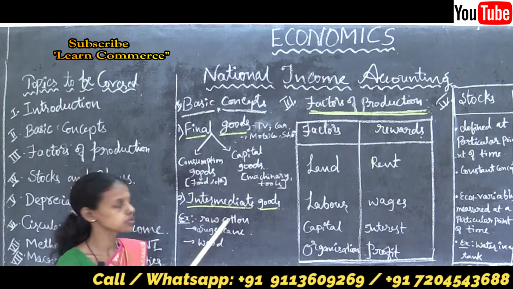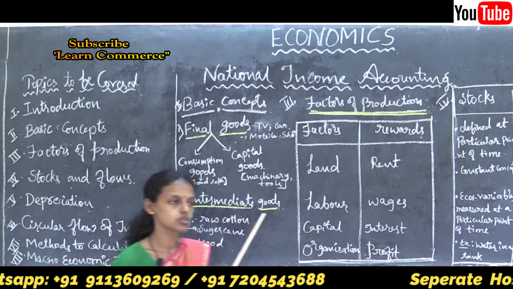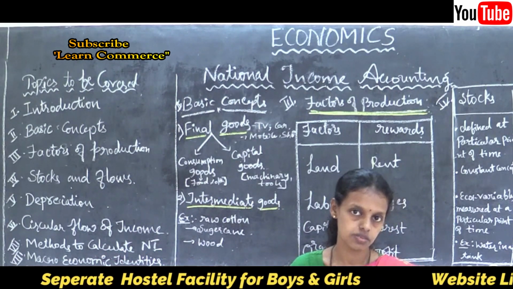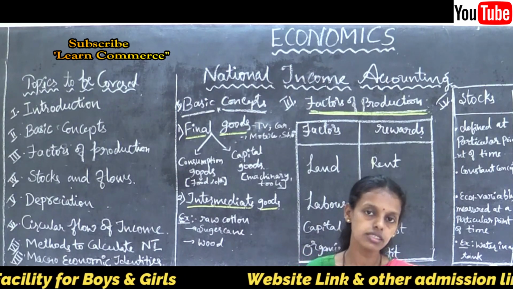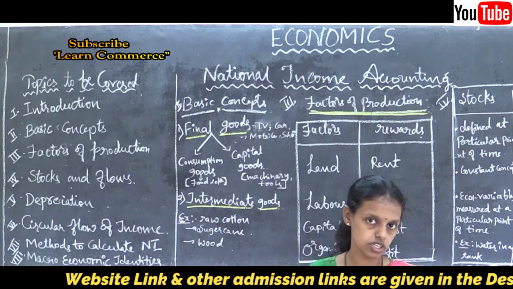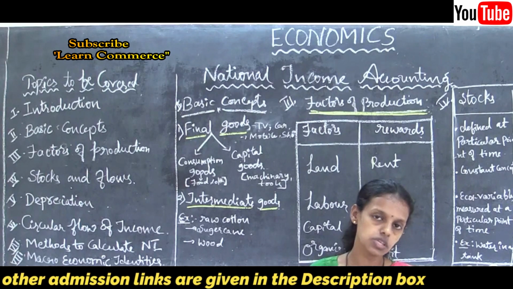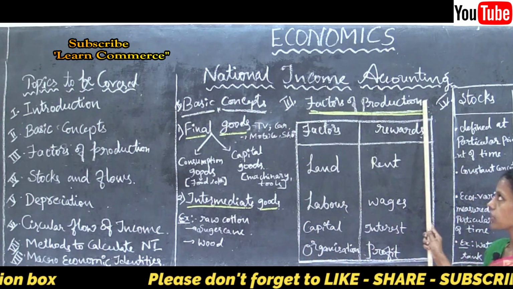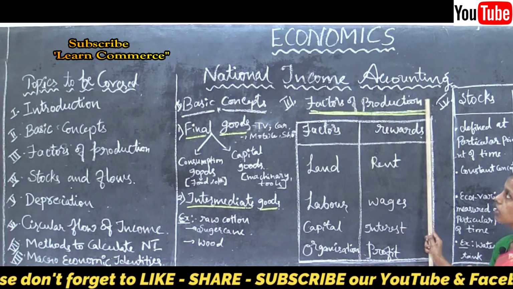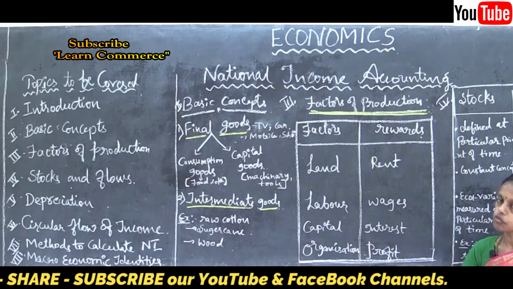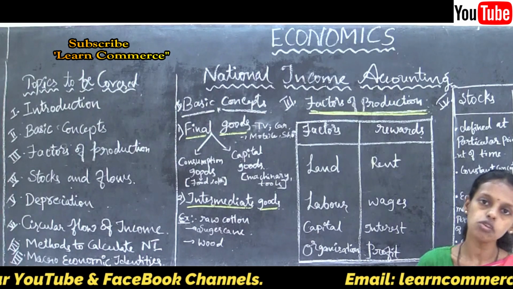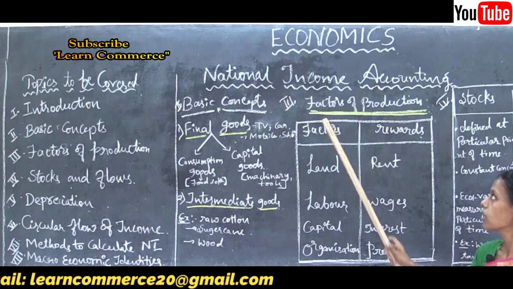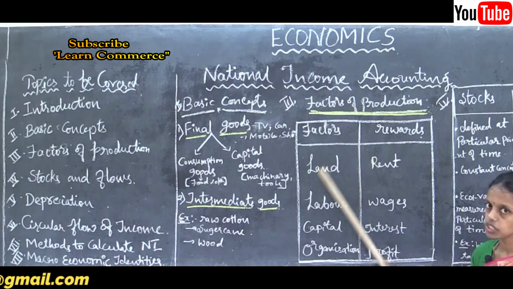So while producing, I said intermediate goods are used in the process of production. While producing these goods and services, some factors are used in the process of production. For that we are going to give some rewards. So let us study what these factors of production are. Factors of production are the influencing factors in the process of production, which influence the production process.